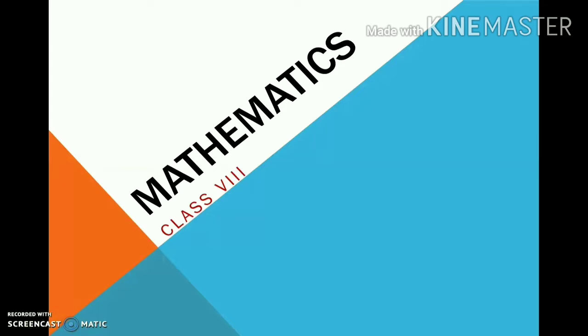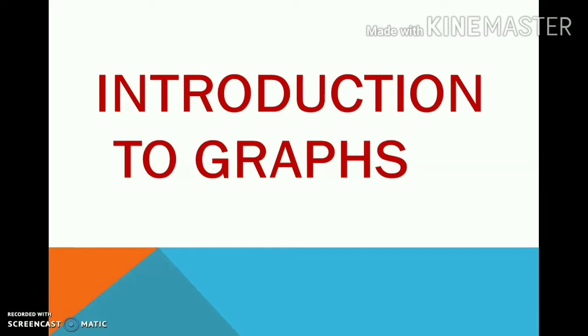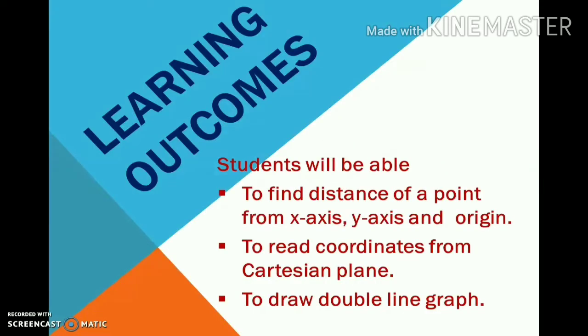As the chapter Introduction to Graphs is going on, we'll continue with the same topic. Today's learning outcomes: after watching this video, you will be able to find the distance of a point from the x-axis, y-axis as well as from the origin. Also, you will be able to read coordinates from the Cartesian plane. Beta, though we have already achieved this learning outcome, today again we'll do one question based on this. Also, you will be able to draw a double line graph.